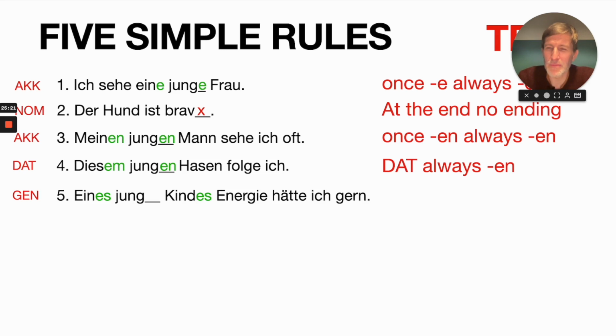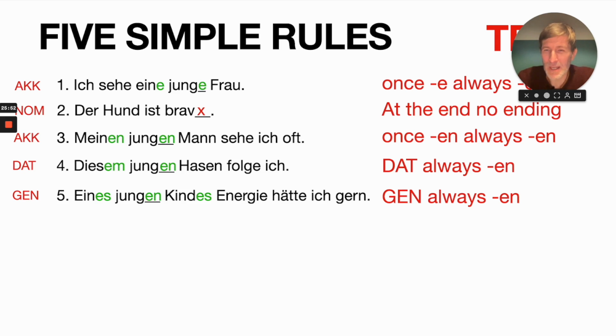Number 5. Which rule? You see eines Kindes. You might remember, even though you've never heard of this case before. This is the genitive. And the genitive, you can also see it there, always ends in en. The adjectives there. Yeah, careful. All these endings we're talking about are adjective endings. We're never talking about article endings. It's a very, very important difference here. Yeah, and you can see that hopefully clearly.